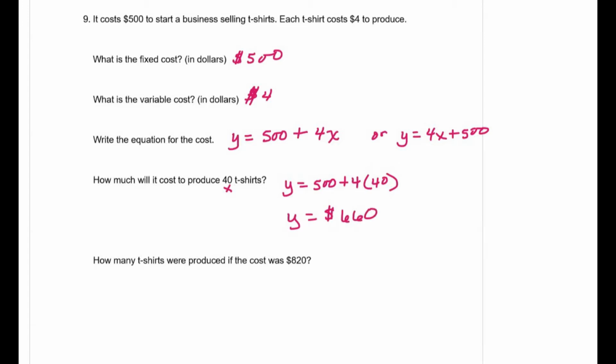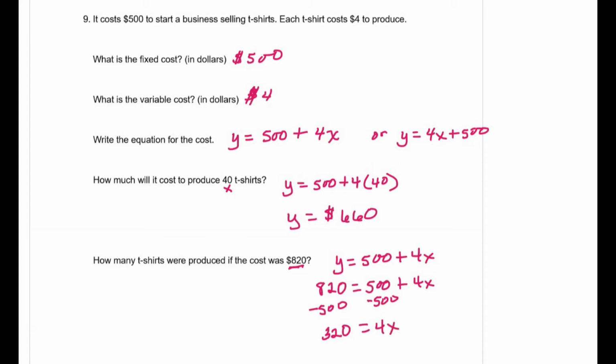The next question is, how many t-shirts were produced if the cost was $820? Let me go back to my original equation. 500 plus 4x is equal to y, and y is the cost, and here I want the cost to be $820. So 820 equals 500 plus 4x. I'm going to subtract 500 from both sides of my equation. So I get 320 equals 4x, and then I'm going to divide both sides of my equation by 4, and I get x to be 80. So we've sold 80 t-shirts.